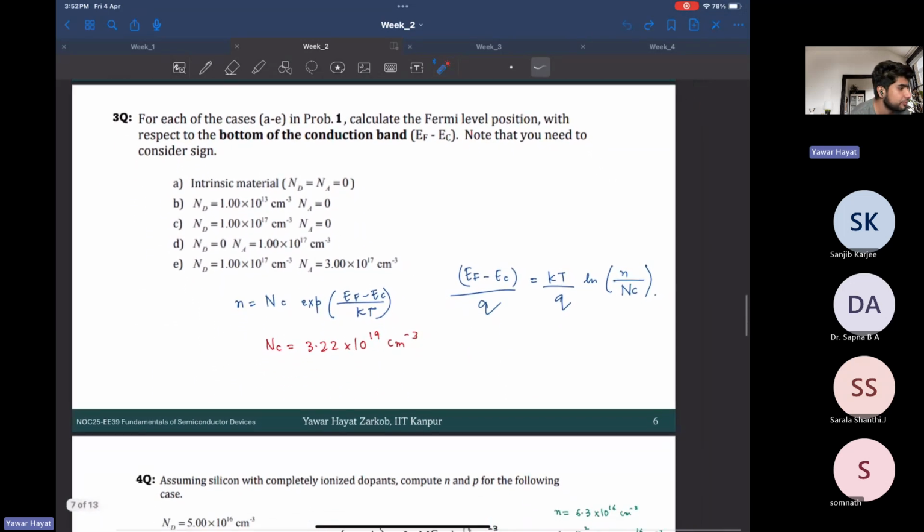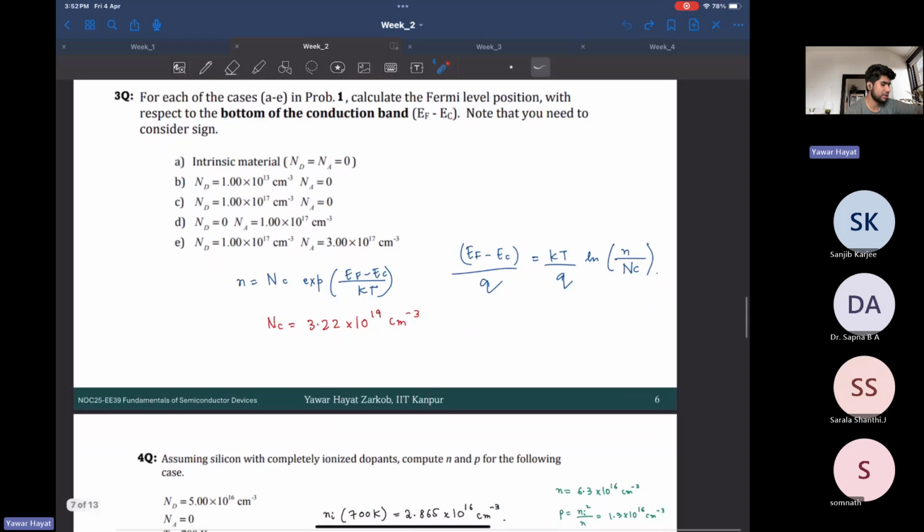Now question number 3. For the cases A to E in problem 1, you need to calculate the Fermi level position with respect to the bottom of the conduction band. EF minus EC is what you need to compute. Note that you need to consider the sign. So my N is NC exponential of EF minus EC by KT.